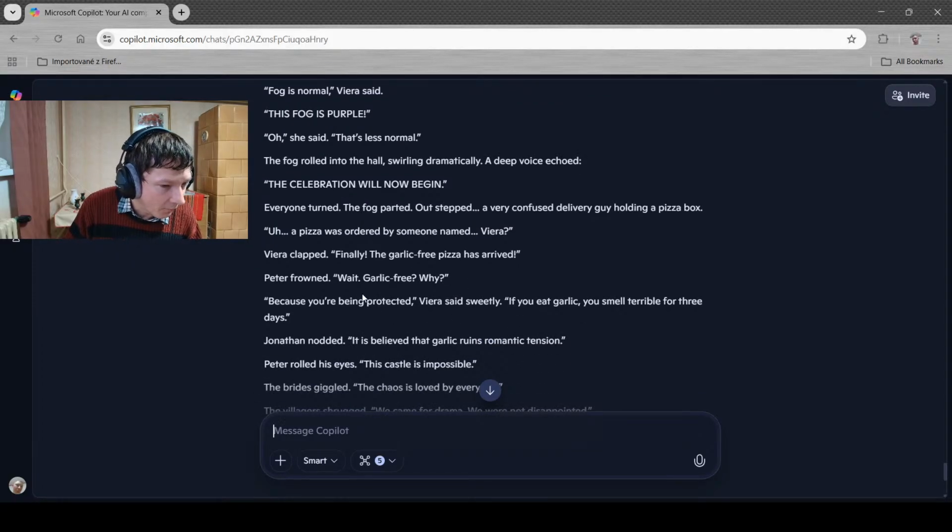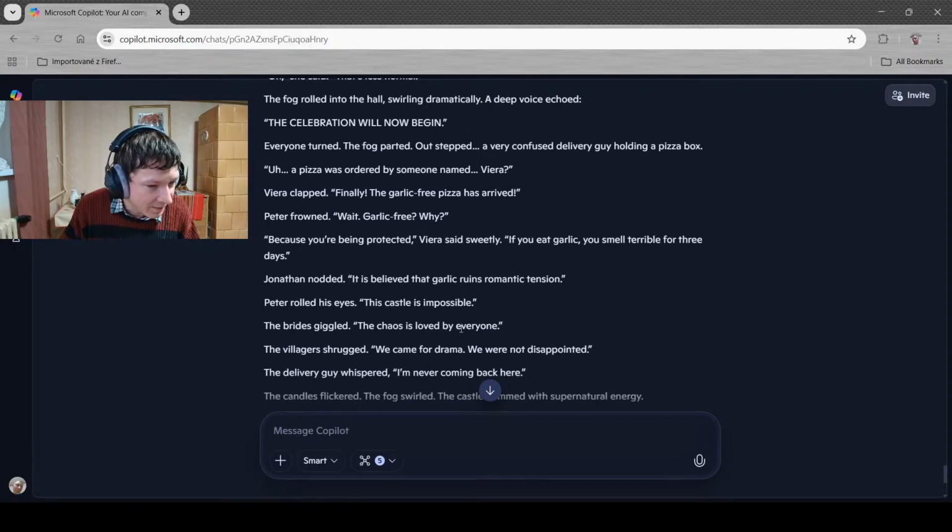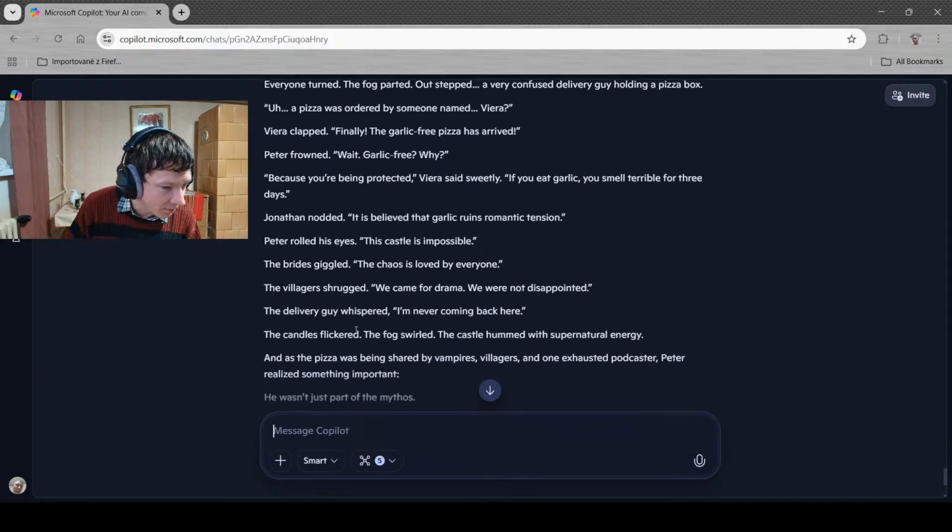Peter frowned. "Wait, garlic-free? Why?" "Because you're being protected," Viera said sweetly. This wasn't sweetly. "If you eat garlic, you smell terrible for 3 days." Jonathan nodded. "It is believed that garlic ruins romantic tension." Peter rolled his eyes. "This castle is impossible." The brides giggled. "The house is loved by everyone." The villagers shrugged. "We came for drama. We were not disappointed." The delivery guy whispered, "I'm never coming back here."